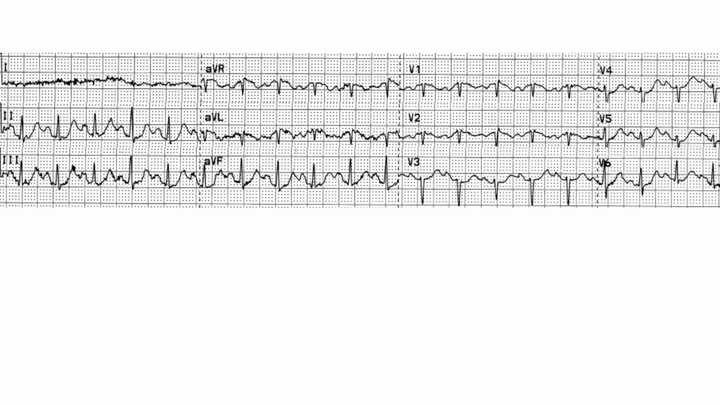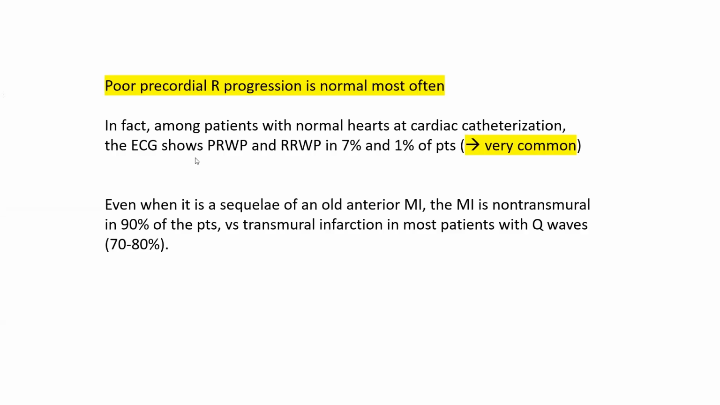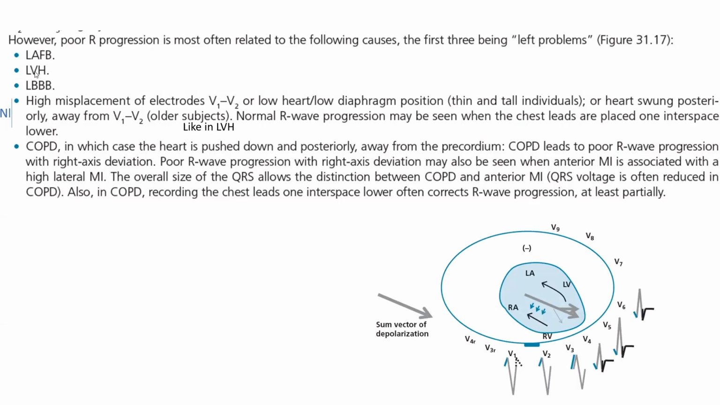But I'll make it more complex. I'll tell you this is not an anterior infarct. And actually, when I read it, I kind of recognized it. I dug through the chart and I confirmed it. There is a second differential diagnosis when you see this EKG. What's another differential diagnosis? In that list of poor precordial R progression, there is no LVH on that EKG.